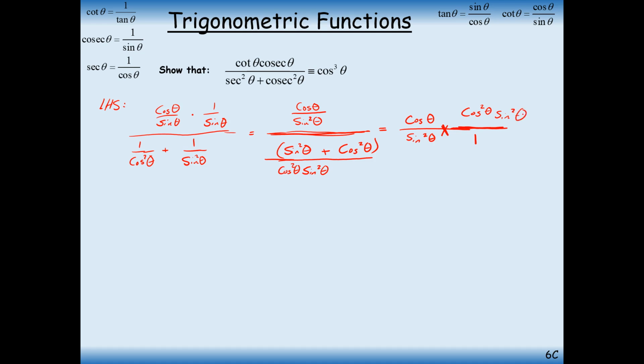So now we can cancel away this sine square with this sine square, and on the numerator we have simply cos to the power of 3 because we are multiplying cos theta by another cos square theta. And that is the right-hand side of the expression in the question. That's it for this question. So I'll see you in the next example.